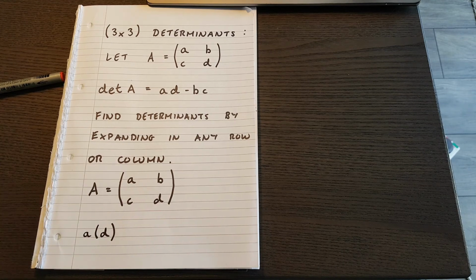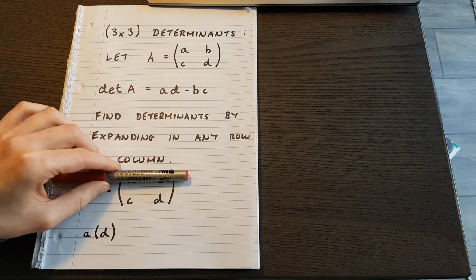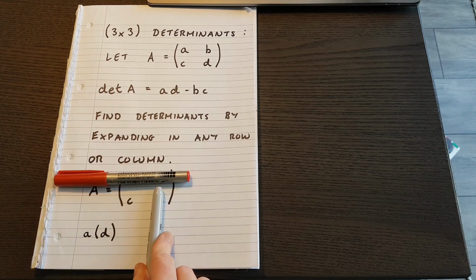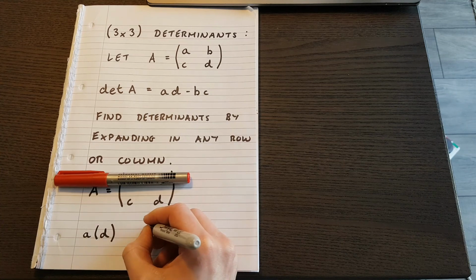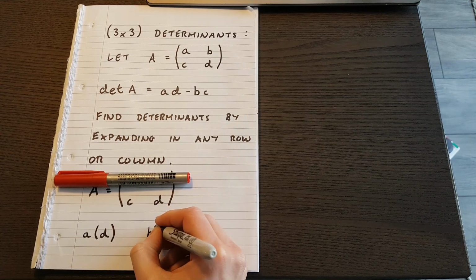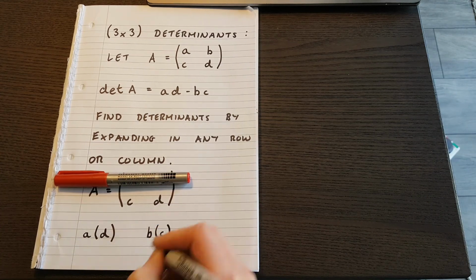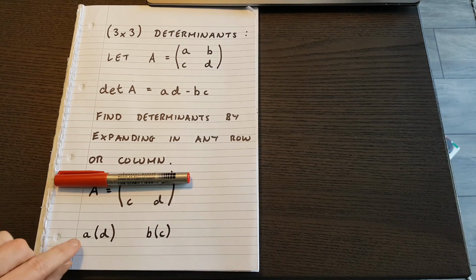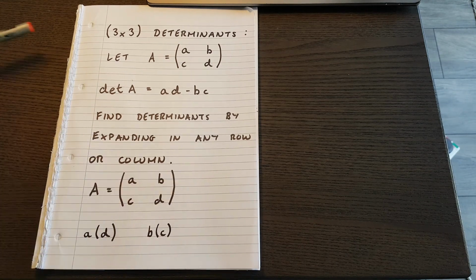Then I do the same thing for B. I delete the row and the column that B is in, and I multiply by the determinant of the 1 by 1 matrix that is left. So that's B times C. That's expanding in the first row. I have A times D and I have B times C.